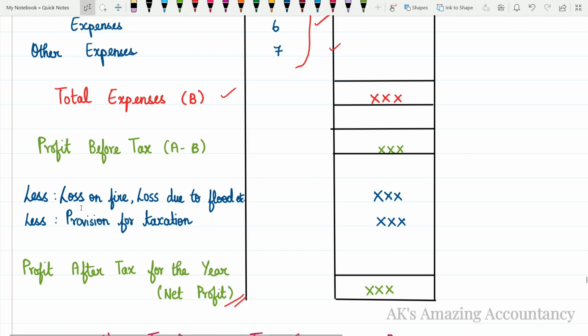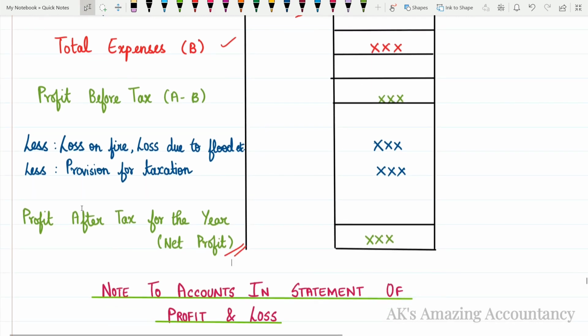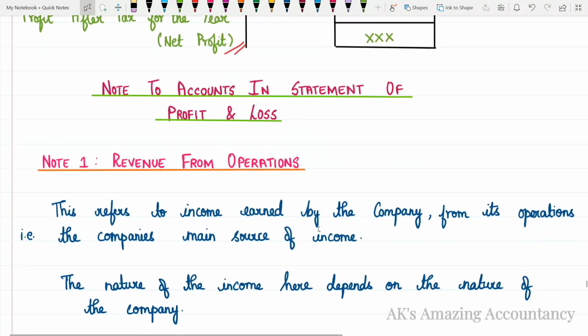Now let me explain to you about the contents of each and every note involved in the statement of profit and loss. So the first note we have here is note 1, which is related to revenue from operations. So this note 1 and note 2, as I told you already, will relate to incomes. The first note we have is note 1, revenue from operations. So what we will have under this note, you have to know.